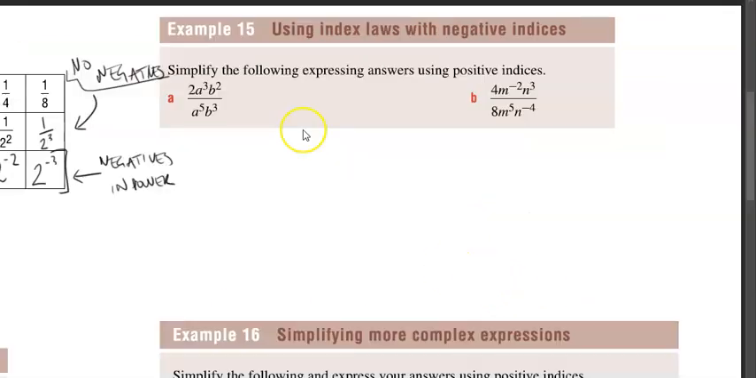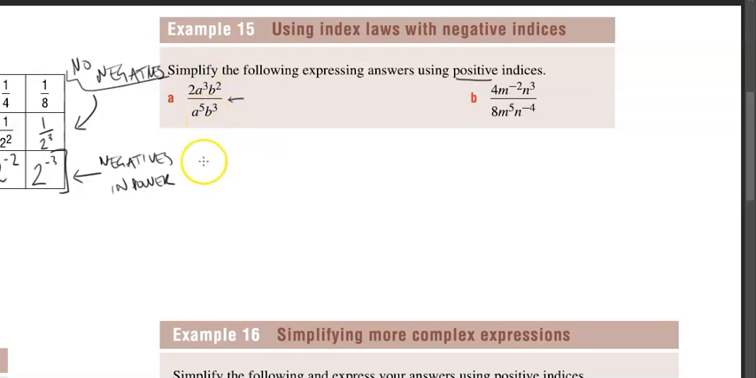Okay. All right, we're going to get into some a bit more complicated examples. Simplify the following, expressing answers using positive indices. So again, we're going with the positive indices format. Here we have 2, and then we've got letters A and B and associated numbers. Now remember, if there's a division of some sort, you subtract the powers with the same base.